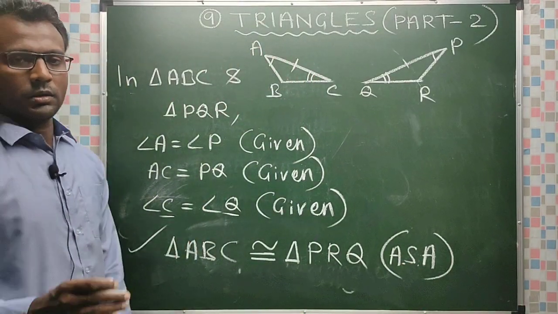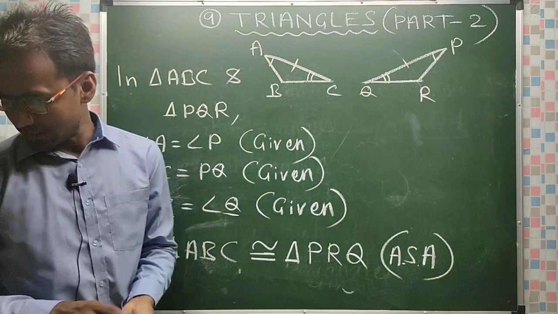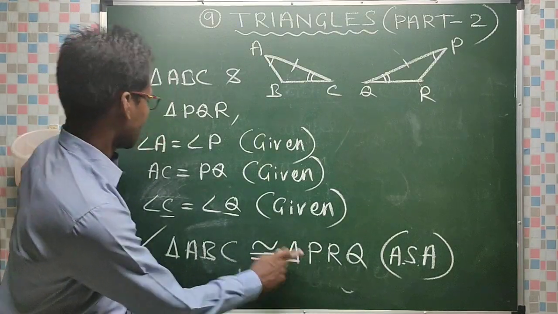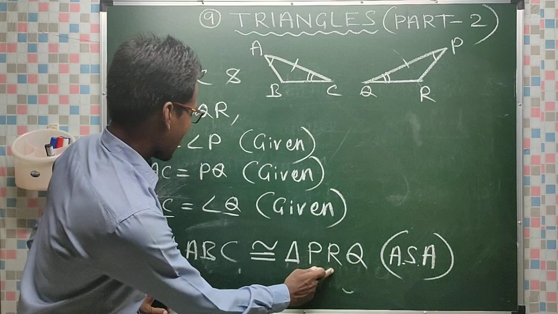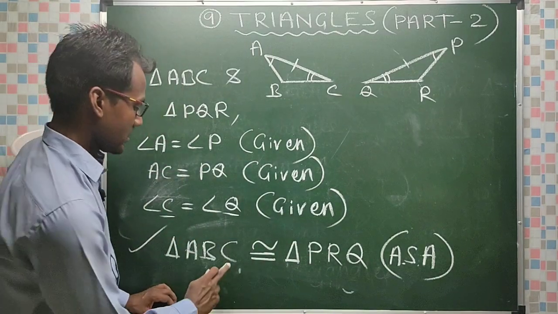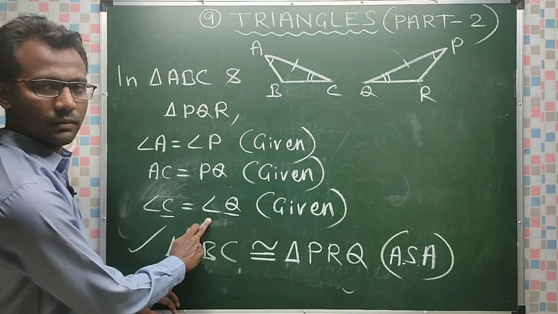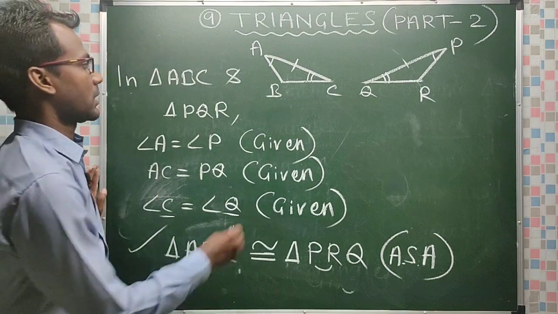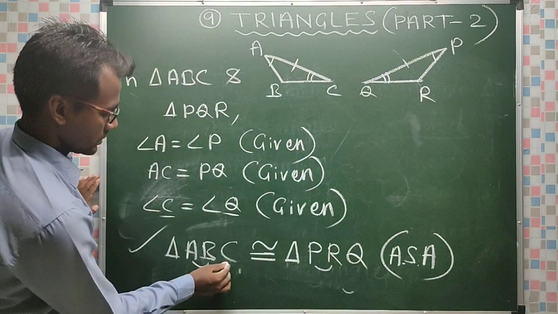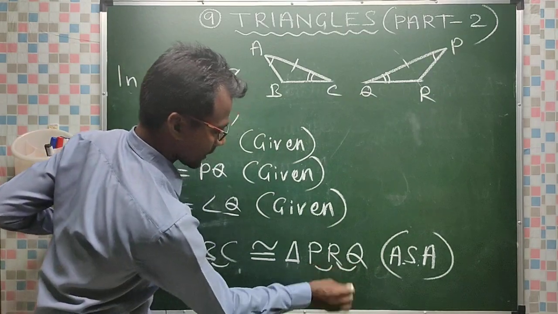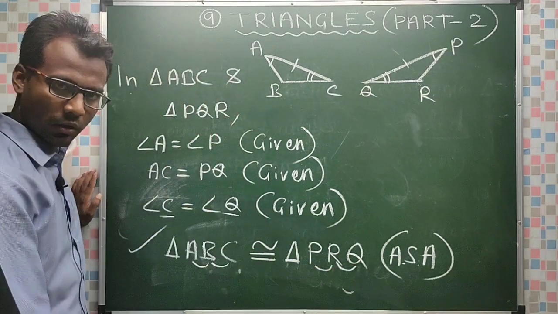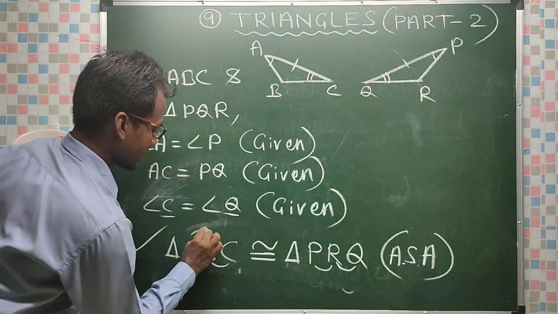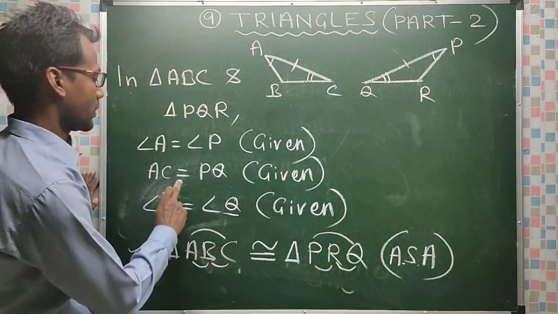Once you get the order, you don't need to look at the triangle. Everything will come from the order. So you can see angle A equals angle P, check. Angle B equals angle R. It was not given, but they will be the same. Angle C equals angle Q, it was given. Then AB is equal to PR, not given, but they will be the same. BC is equal to RQ. It was not given, but you will get it. The last one is AC equals PQ, which was given.